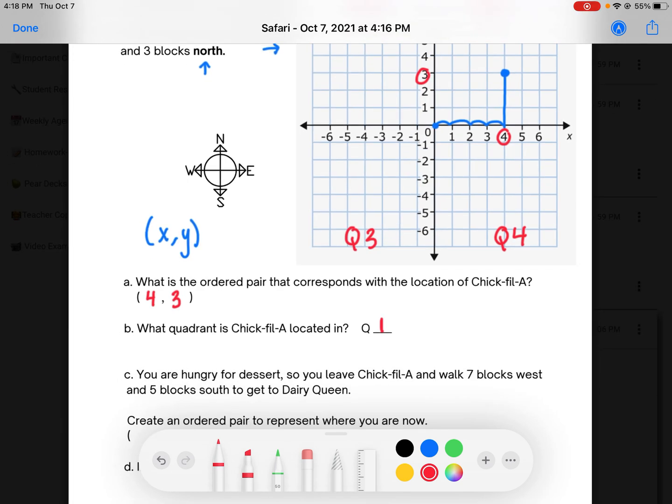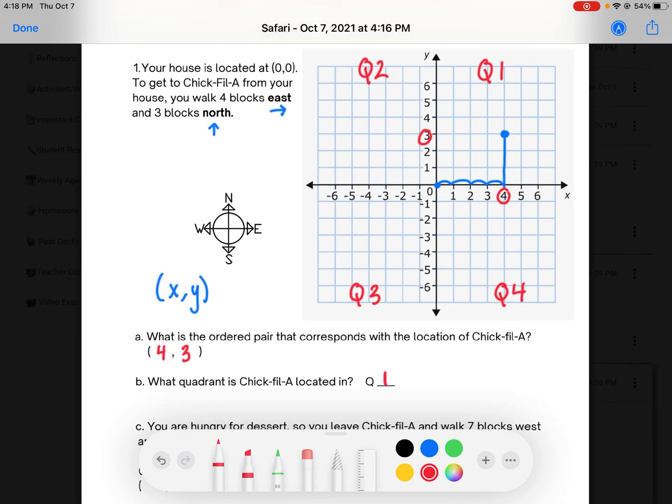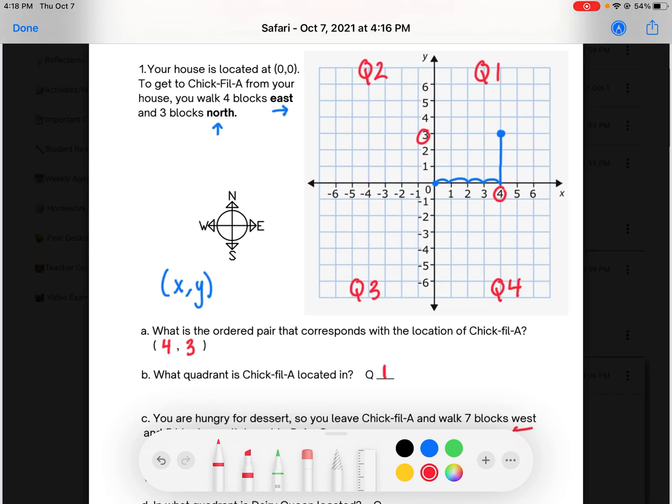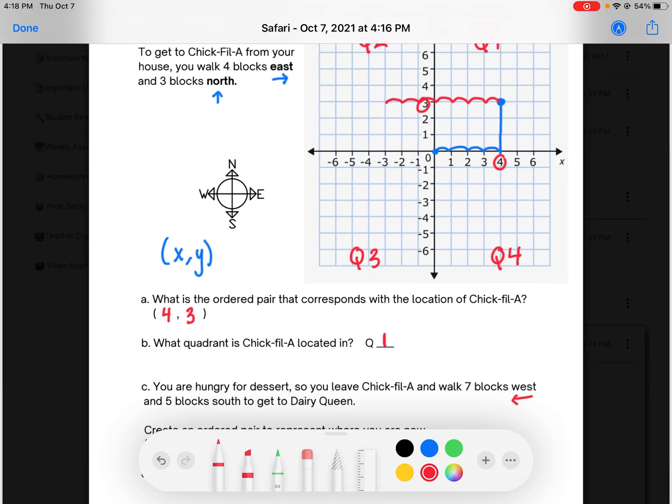Now it says, you're hungry for dessert, so you leave Chick-fil-A and walk 7 blocks west and 5 blocks south to get to Dairy Queen. 7 blocks west. We know west is to the left, this way. So from here, I'm going to go 7. 1, 2, 3, 4, 5, 6, 7. There's 7 blocks west, and it said 5 blocks south. South would be down. 1, 2, 3, 4, 5. We would be right over here at Dairy Queen. That's a long walk for dessert, but it's worth it.